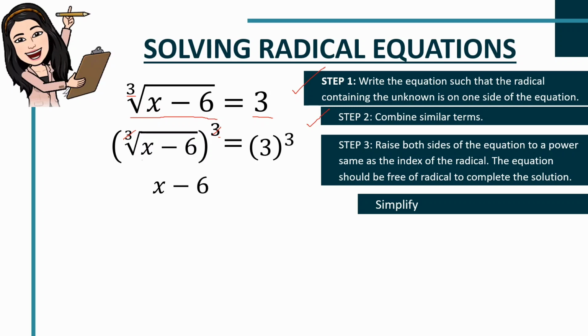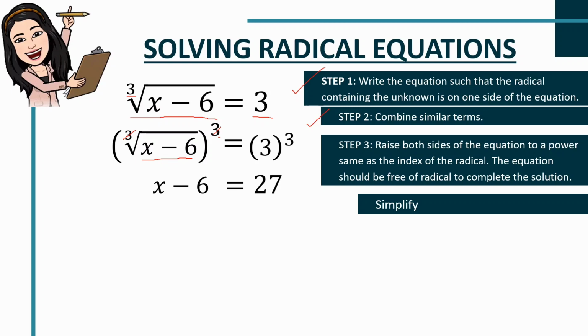So therefore, ang matitira na lamang ay yung ating radical. So that would be x minus 6. Maliwanag? Ang cube root po ng x minus 6 raised to the power of 3 is equal to x minus 6. Maliwanag? Okay. Then, how about 3 cube?